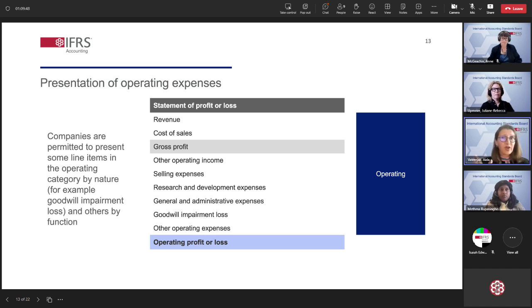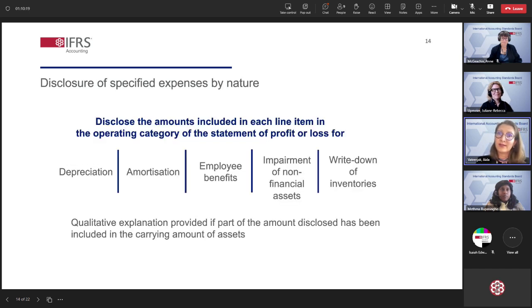But of course, companies will have to bear in mind the useful structured summary concept and apply it when deciding which line items are necessary. So you explained how the proposals' requirements apply to presentation, but IFRS 18 also has some specific requirements in relation to disclosure about operating expenses in the notes. Do you want to walk us through that as well, Juliana, this fun part of our project?